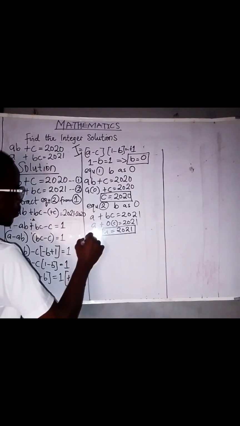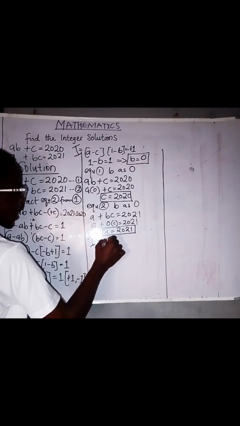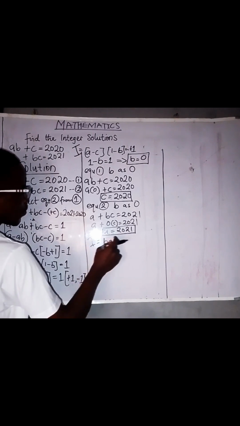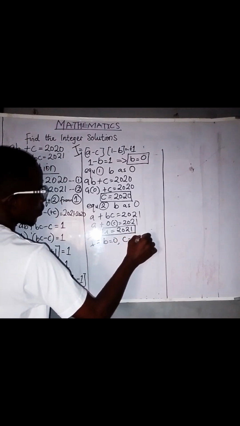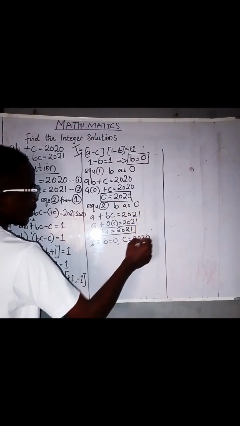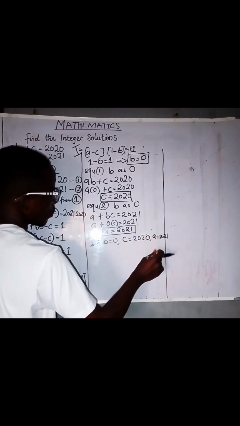Alright, so for the first integral solution, I was able to get my b as 0. I was able to get my c as 2020, which is here. Then I was able to get my a as 2021. So these are the values.